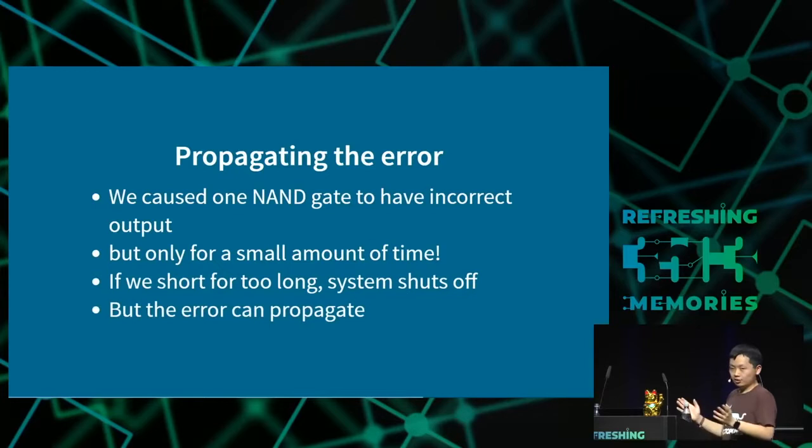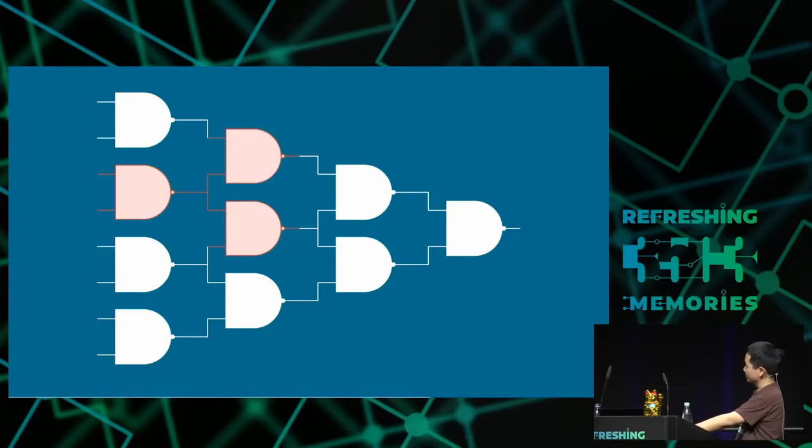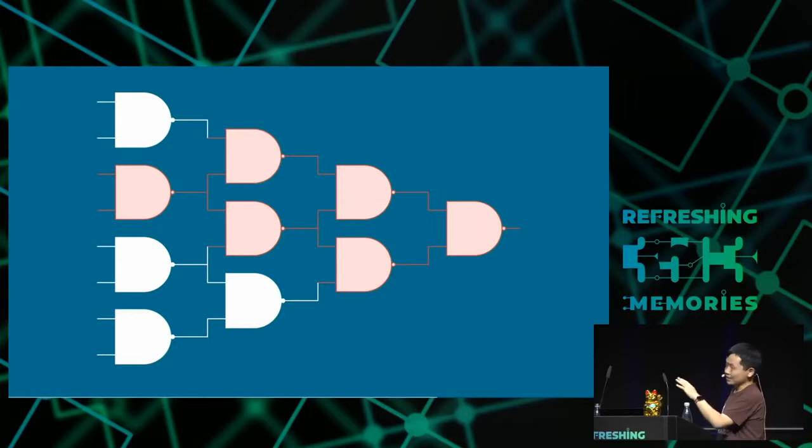But not all hope is lost, because that mistake for that tiny amount of time will actually propagate if it's done at the right place. So here's a tree built from multiple NAND gates, and let's say the voltage glitch caused this output to be incorrect. But that's an input for these two gates, which is an input for these two, and these two are inputs for that one. So you've effectively created mistakes in about half the circuit. But that's the ideal case.